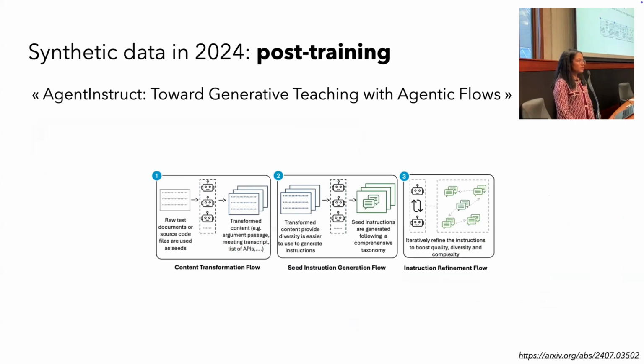And as I said, to get good synthetic data, you really have to have a framework to make sure that your data is diverse. So for example, for them, they always seed the generations on either source code or raw text documents, and then they rewrite them to make sure they're easier to generate instructions from. And then they use that for their instruction data generation.